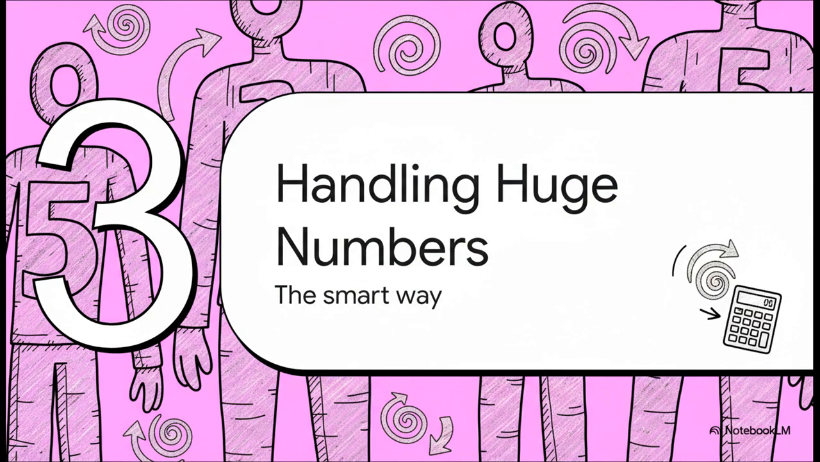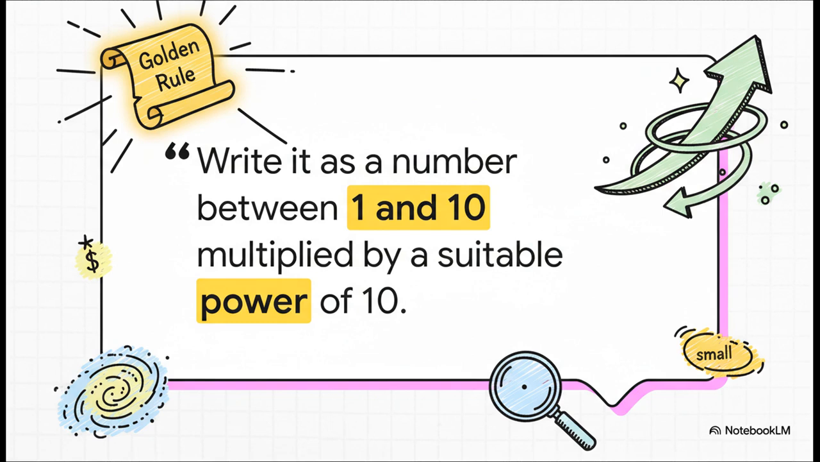Okay, let's start with the giants, the really, really big numbers. How do we use standard form to wrangle them and make them more manageable? Here is the golden rule. You take the important digits to make a number between 1 and 10, and then you figure out the right power of 10 to make it all equal out. Let's actually see how that works.